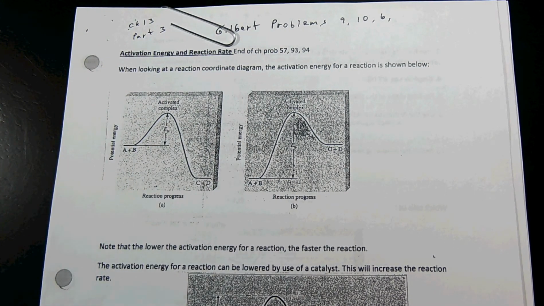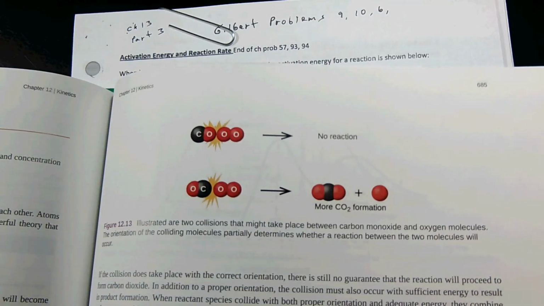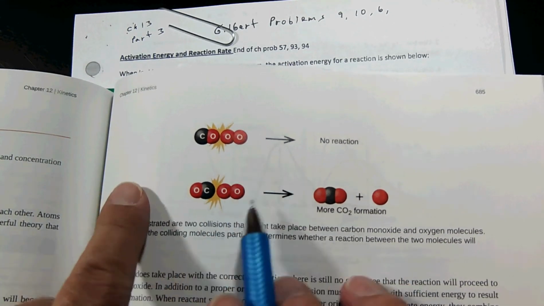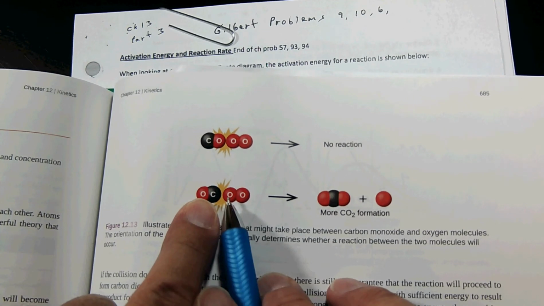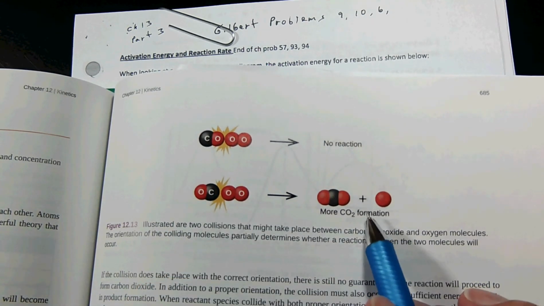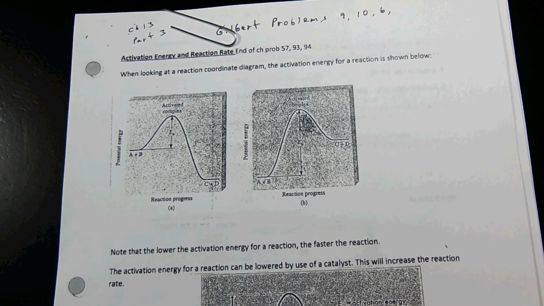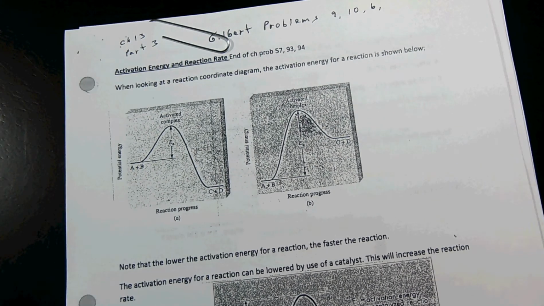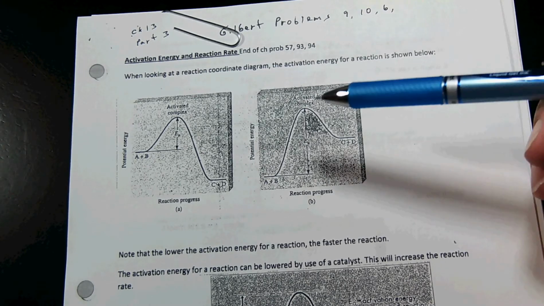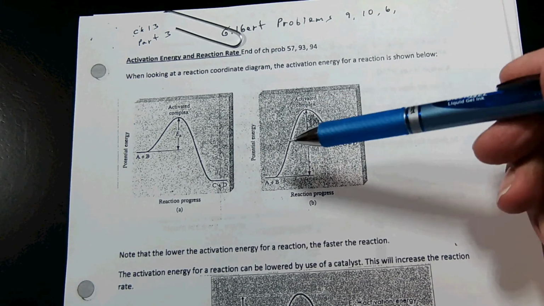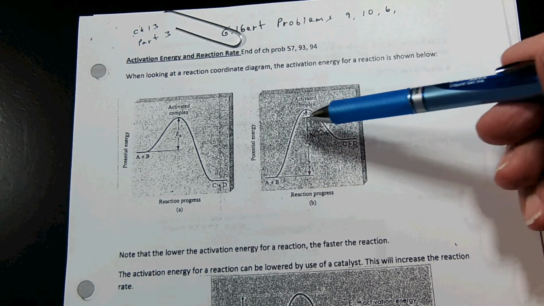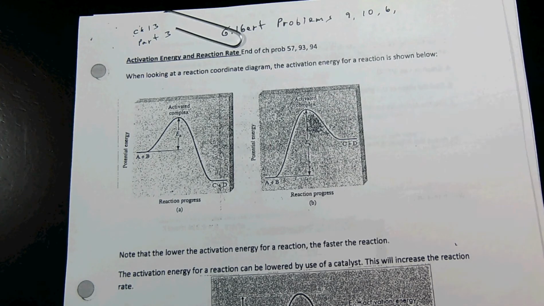Sometimes we think of that energy as coming in the form of a collision. So as two things slam into each other, they pick up some energy and it allows the reaction to occur. So activation energy, it's that little mountain you have to get over in order to turn into products. Now, keep in mind, reactions are reversible.